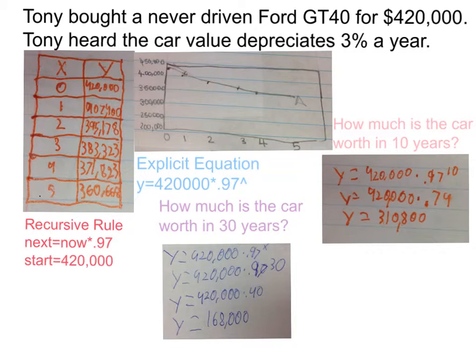How much is the car worth in 30 years? Well, first we set up the equation, which is 420,000 times 0.97 to the x. Then we do 0.97 to the 30th, which gets us 0.40. And 420,000 times 0.40 equals 168,000.